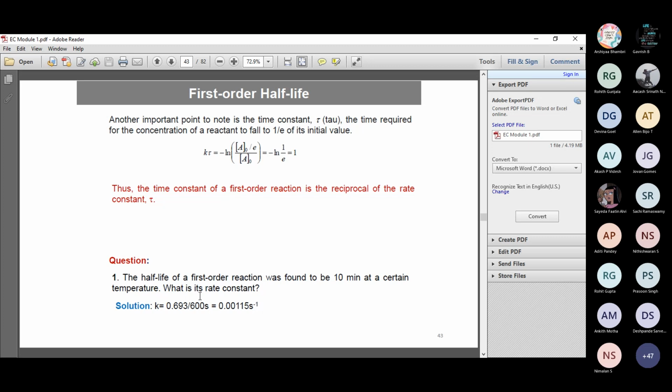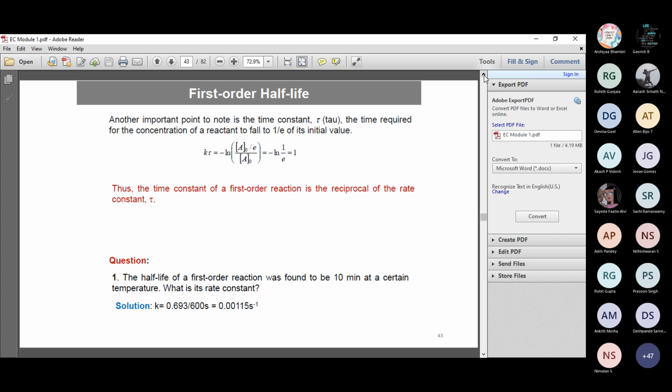So there can be some split up of questions in the problem-based ones. First is identify the formula. Anyway, you have everything in your hand, so you will easily see what it is. Write the formula and do the substitution, and then finally, if there is any unit, go ahead with it. That's it. Just write down: the half-life of a first order reaction was found to be 10 minutes at a certain temperature. What is its rate constant?